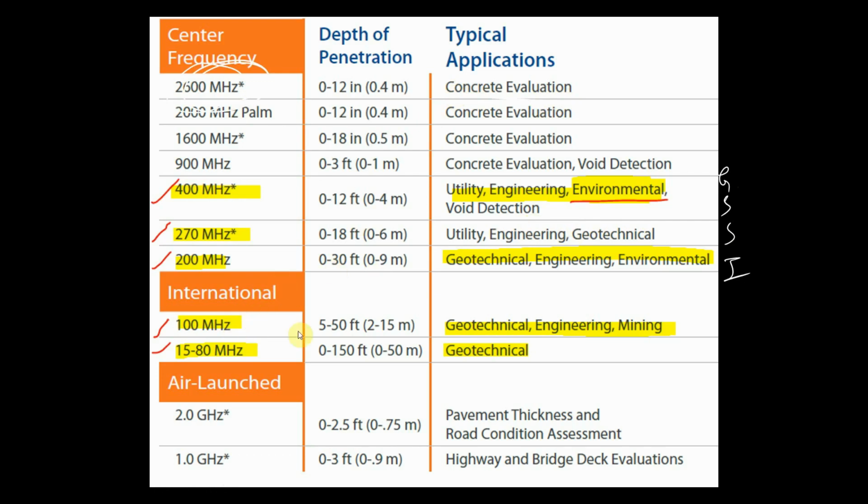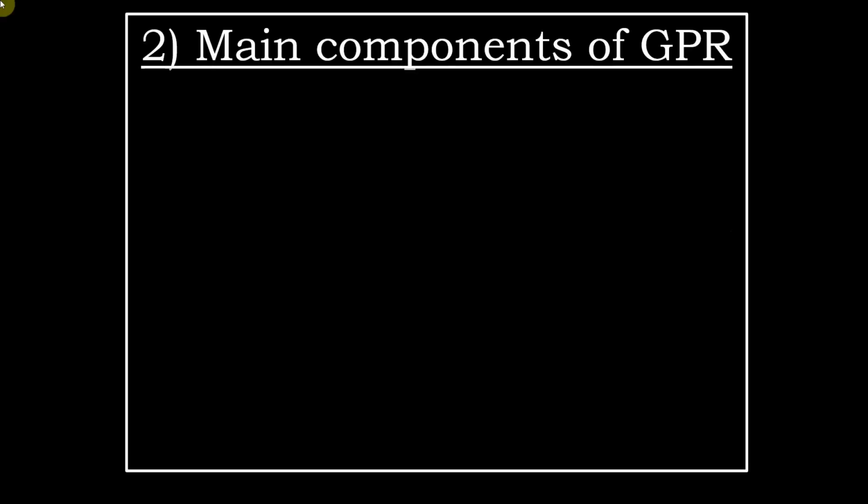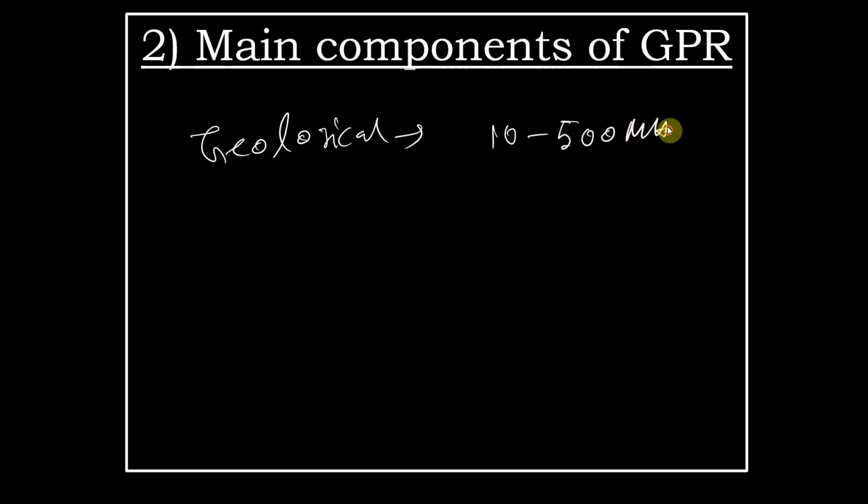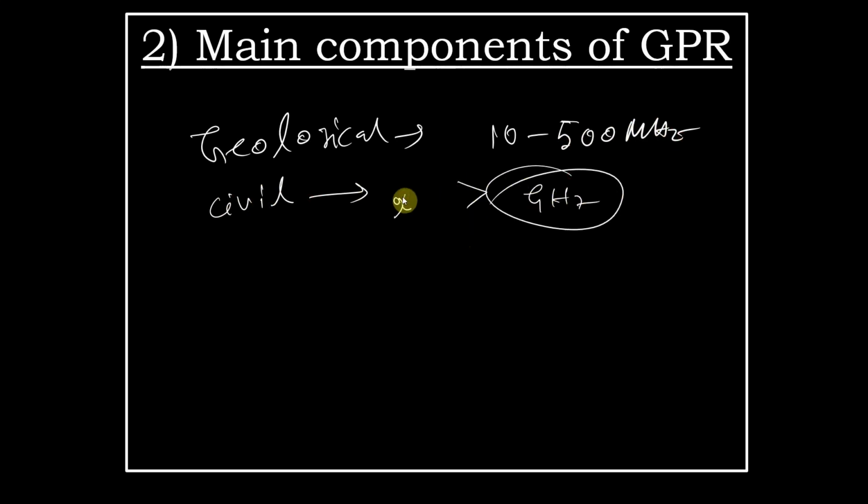See from this, you can pause the video and note down these typical applications of center frequencies of the several antennas. As a geophysicist or a geologist, in general we use 10 to 500 megahertz antennas. So for the geological application, we generally use 10 to 500 megahertz antennas, and in civil engineering, they generally use the gigahertz range. Okay, 900 megahertz to, let's say, a few gigahertz range.